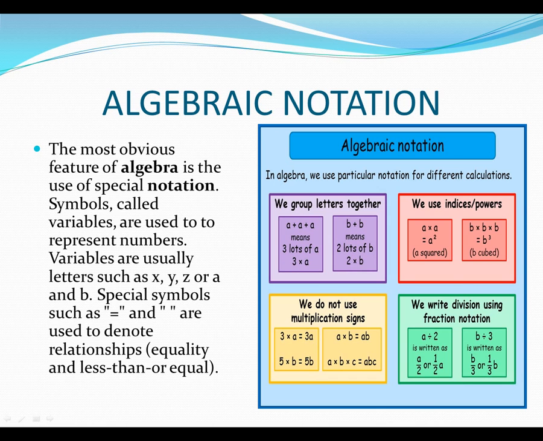And also there are examples where we multiply 3 variables as a multiplied by b multiplied by c, so we can easily write it as abc. So here is no sign between them, so it is obvious that the sign is multiplication. And we write division using the fraction notation, as a divided by 2. We can write it as a over 2 or 1 over 2 into a, so it is the same. And b divided by 3, so we can write it as b over 3 or 1 over 3 into b.